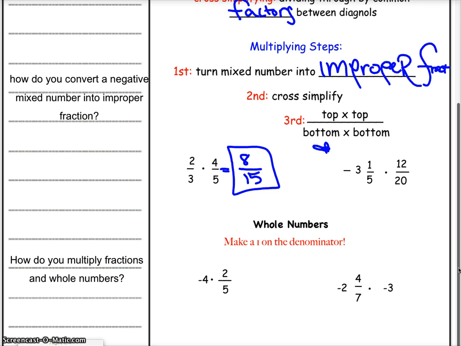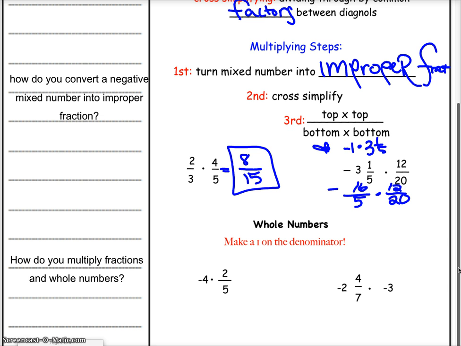I need to turn -3 1/5 into a mixed number or improper fraction. Don't go 5 times -3. Don't do it. This is really saying -1 times 3 1/5. When you have a negative on the outside like that, you're going to get the wrong answer if you go 5 times -3 plus 1. You just go 5 times 3 is 15, plus 1 is 16 over 5, then make that negative, times 12 over 20.